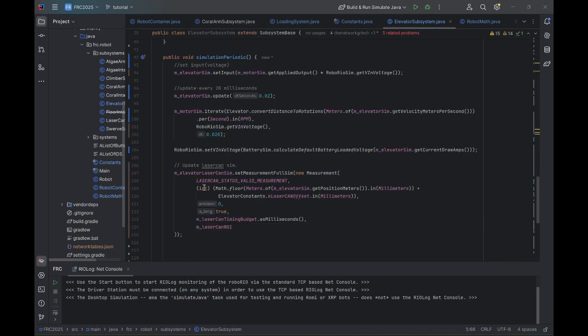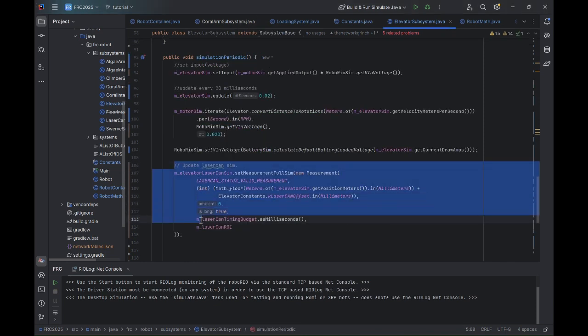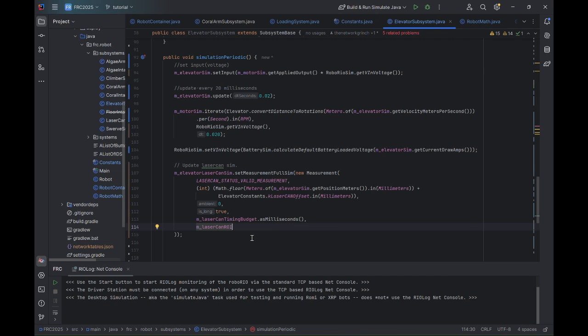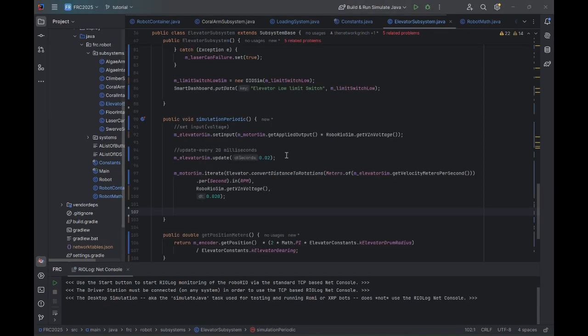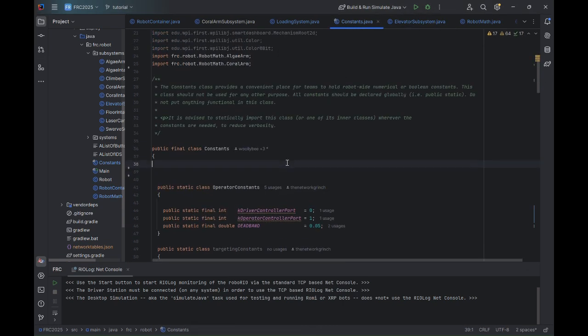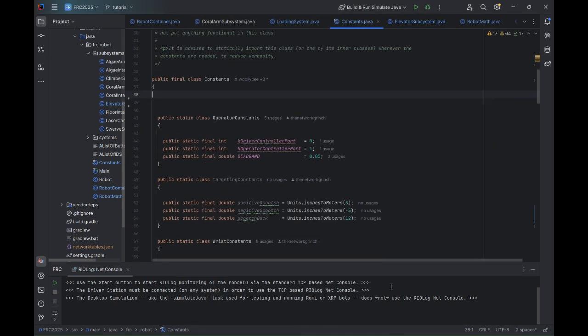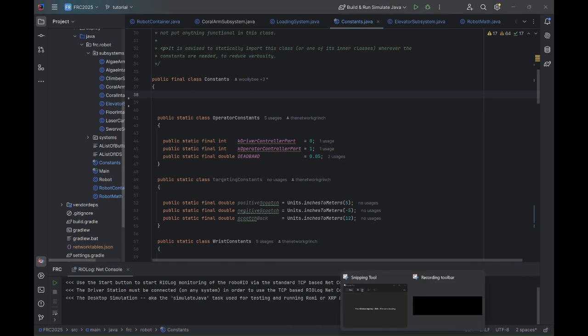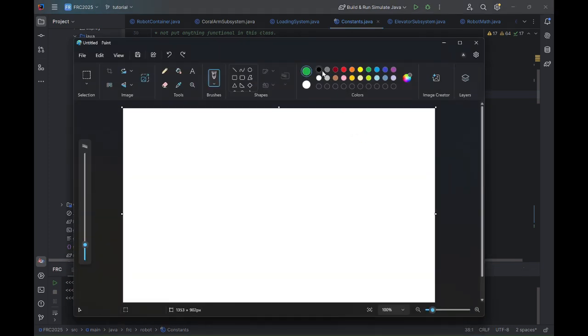And of course, I update our laser can, our sensor simulation. Yep, and so next we're going to look at the mechanism 2D. That is why you're seeing shapes on the screen. So we're going to create it in the constants file. But first, let's learn how mechanism 2D works.